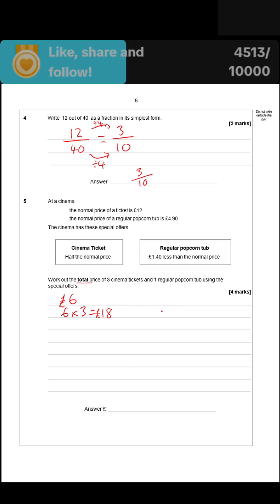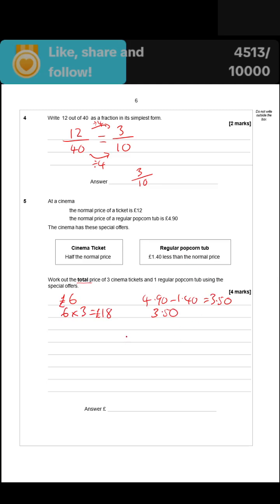Yeah, this is foundation for those who are asking. It is £1.40 less than the normal price. The normal price is £4.90. So we do £4.90, take away £1.40. That gives you £3.50. And then we're just getting one of those. So it's just £3.50 for the 1 popcorn tub.